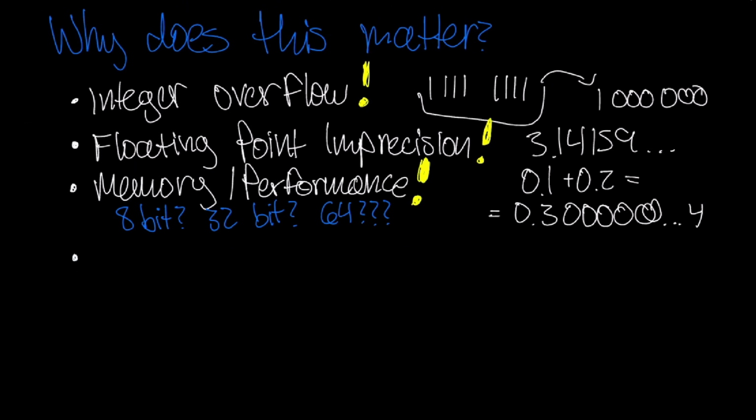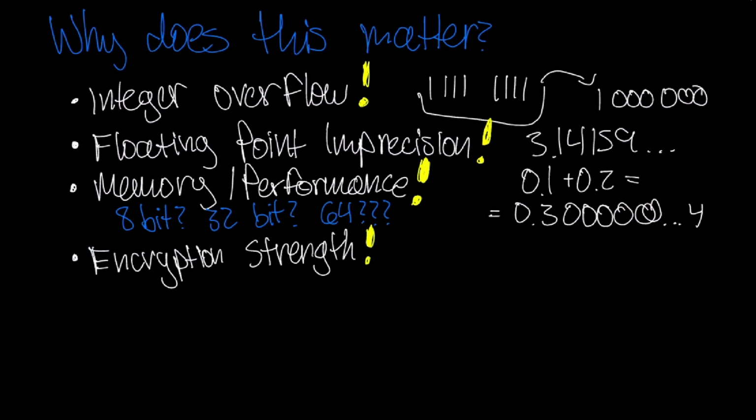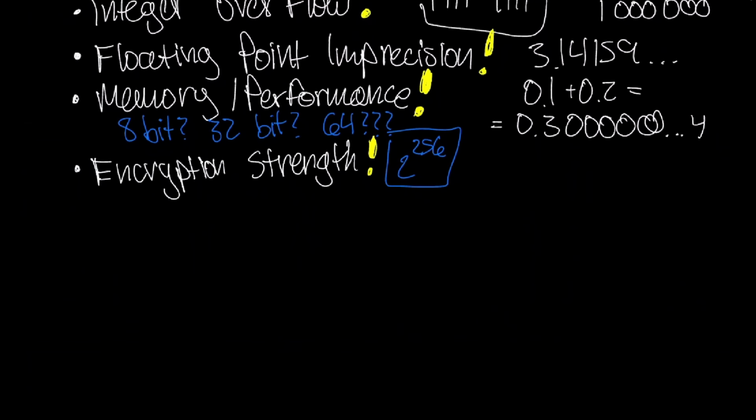The last thing I'll touch on is the idea of encryption strength. This is a little more complex, but encryption strength is measured in bits. So a 256-bit encryption key means there are 2 to the power of 256 possible keys, and this number is actually vastly larger than the number of atoms in the observable universe. Obviously, you want this number to be as high as possible.